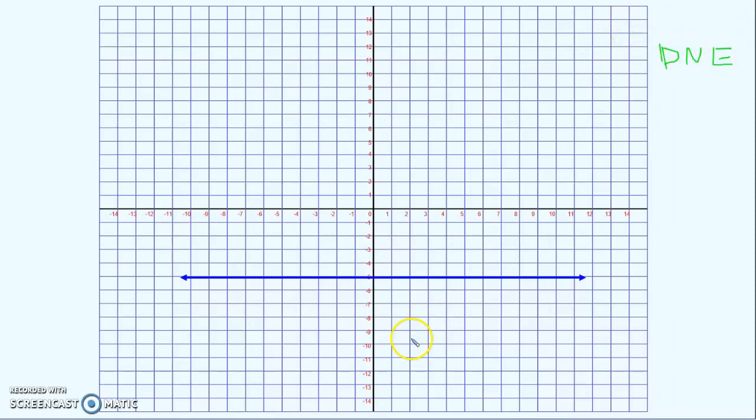Now if we're looking for the y-intercept, that's where it crosses the up and down axis, and that is right here at this -5. So if we were to write the y-intercept as a point, then we would write it as (0, -5) because we're going side to side 0, and down 5.